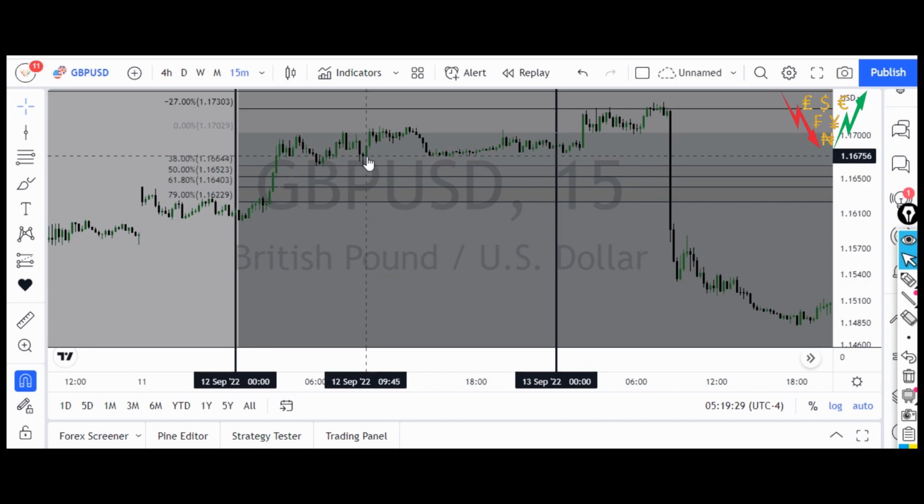And entering this market here, you can see that someone may have made this profit, with price going here, where the minus 27 fib level is, which is one of the take profit levels, the minus 27 fib level.